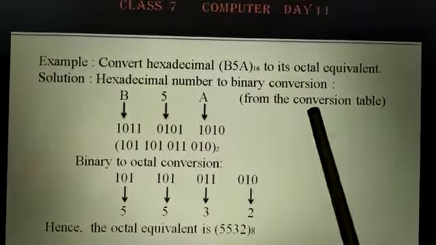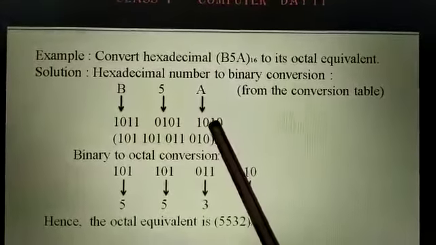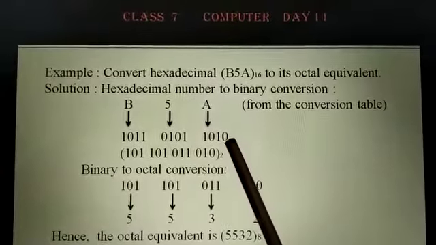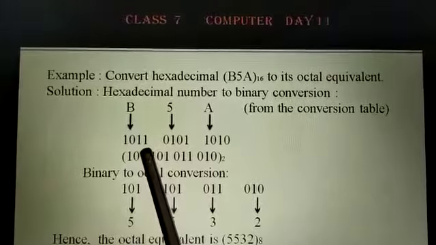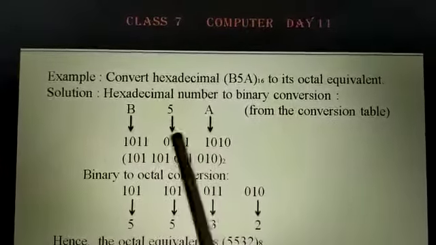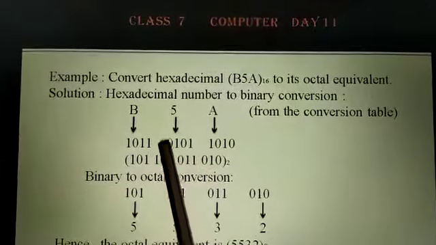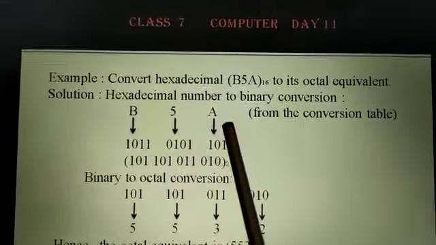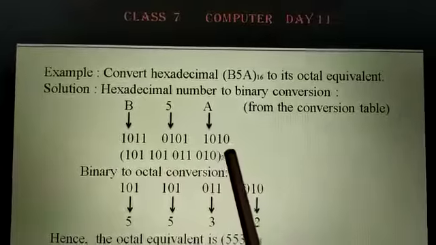Now from the conversion table, this hexadecimal will be converted into the binary number system, and you had already noted down the conversion table. So from there, B will be equivalent to what? It will be 11, because A is 10, B will be 11. So the value will be 1011. For 5, the binary equivalent will be 0101. For A, which is equal to 10, the binary equivalent will be 1010.